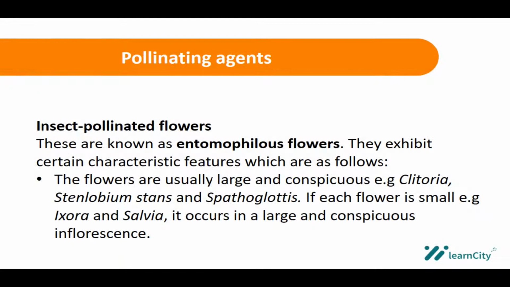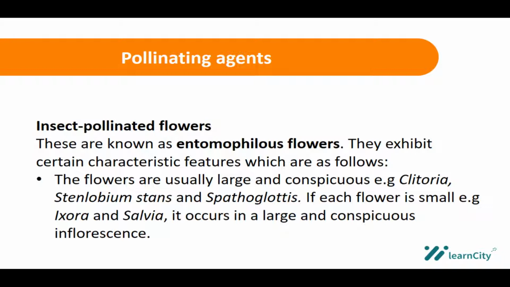Because these insects can move distances, they can carry pollen grains from far away, despite the distance between the plants. The insects carry the pollen grains unintentionally, and they will go and pollinate the stigma of another flower or of the same flower. Now let's talk about the characteristics of flowers that are pollinated by insects.